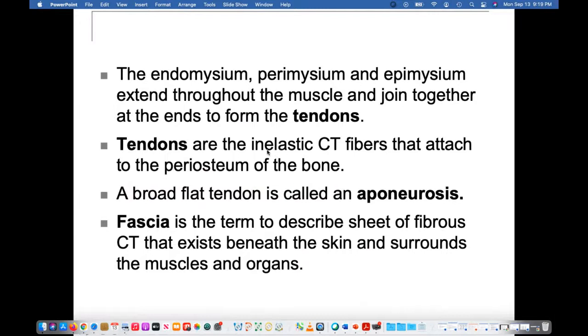Tendons, we said, are a little bit less elastic than muscles. Muscles are elastic. Tendons are inelastic. That's what makes them so strong to pull on the periosteum of the bone to create movement. A broad, flat tendon is called an aponeurosis. You'll see that term associated with the biceps muscle, like the biceps brachii. The insertion is called the bicipital aponeurosis.